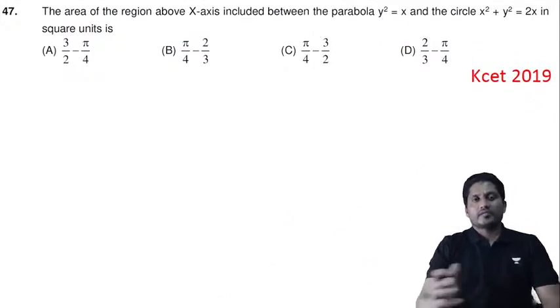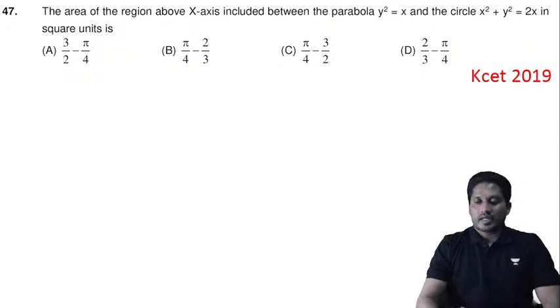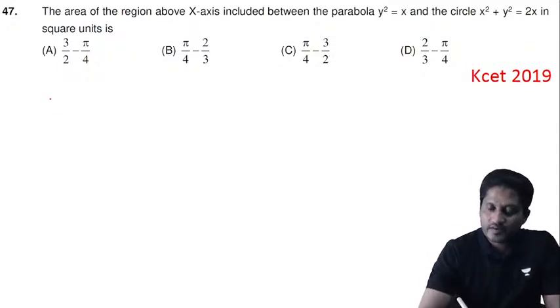The area of the region above the x-axis included between the parabola and the circle. Okay, now listen. y square is, you call it equation 1, and you call the circle equation 2.